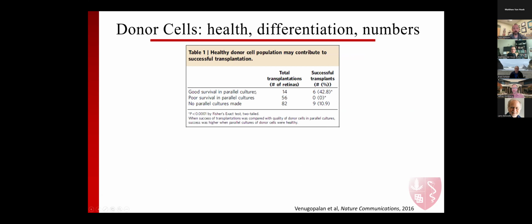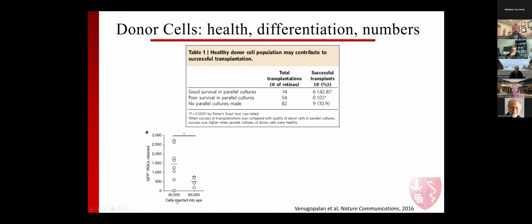One is that if our donor cells had good survival in parallel cultures, we had many more successful transplants. If we had poor survival in parallel cultures, then we had poor survival in vivo. So again, optimizing the cell for the donor event.